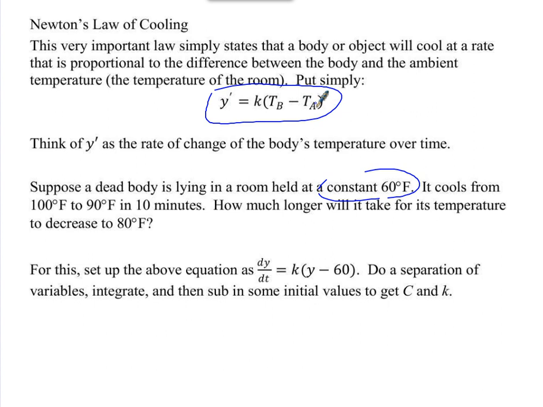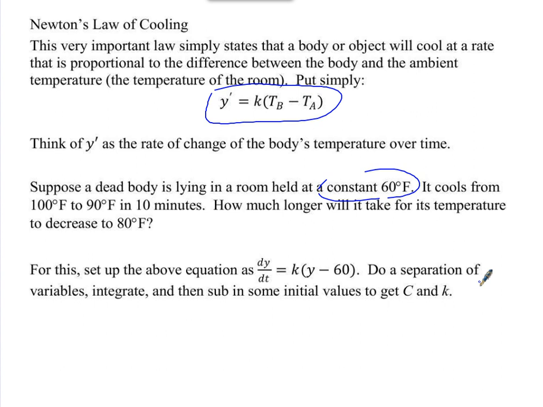That is the ambient temperature, the temperature of the room. That's right. That's a constant. It says in the problem that it's held at a constant 60 degrees, so we can plug 60 in there. What is that y doing there then? That's the body's temperature. That temperature is changing, so that's going to be my variable. And since I'm using dy over dt over here, I'm going to call this y. The rate of change of the body's temperature over time is proportional to the body's temperature minus the ambient temperature. All right, so that's why there's a y sitting there.